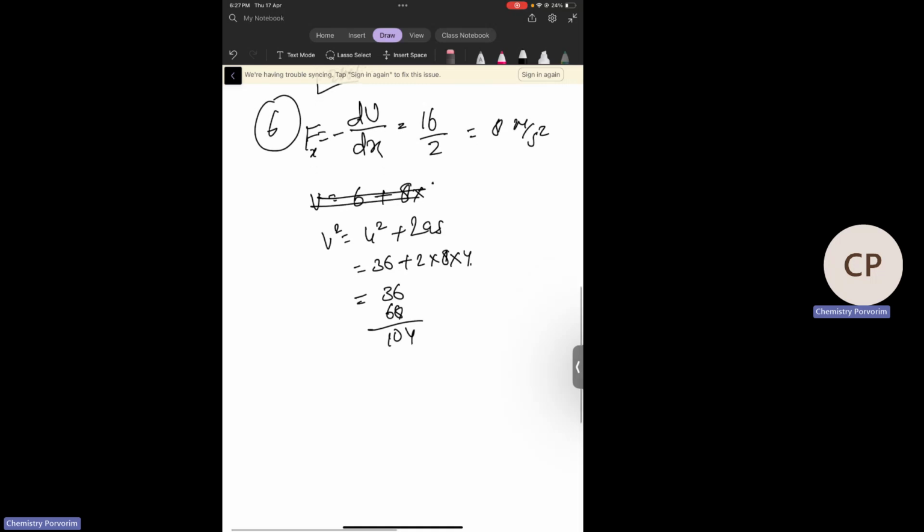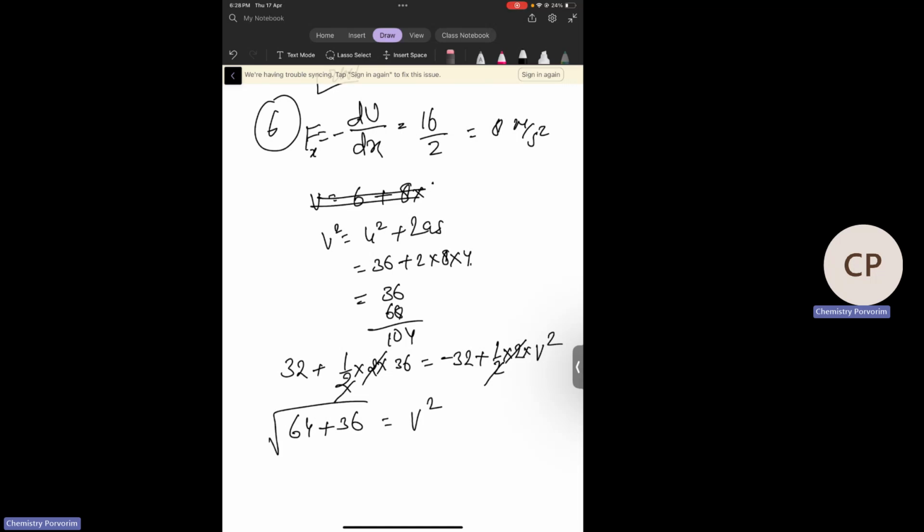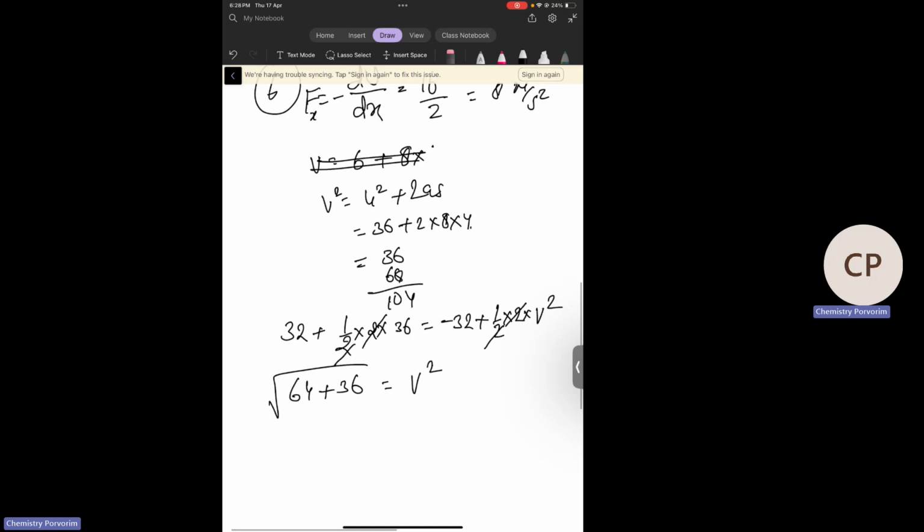From energy conservation, initial energy is 32 plus half m v square is equal to final, which is minus 32 plus half m v square. 64 plus 36. v is 10. Option A.